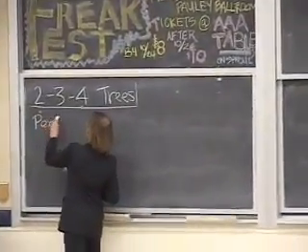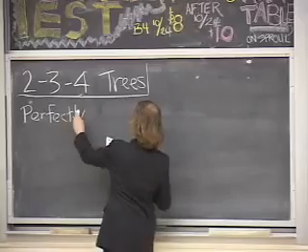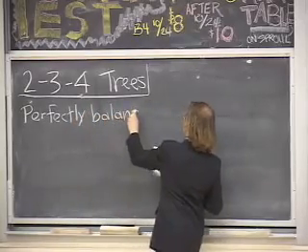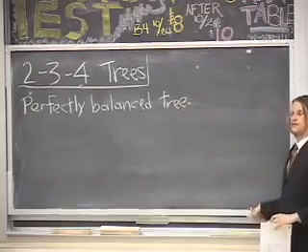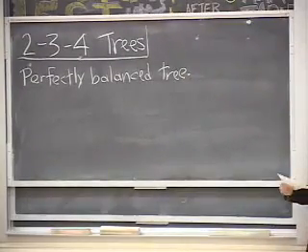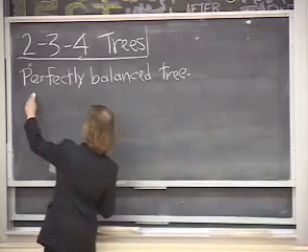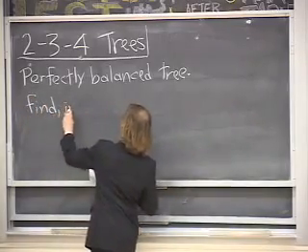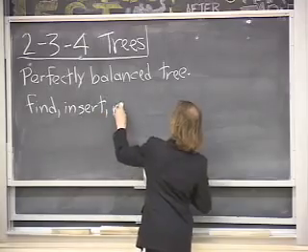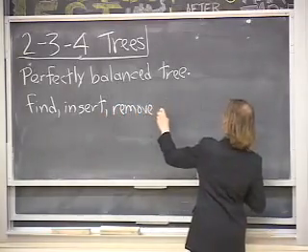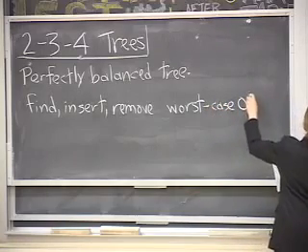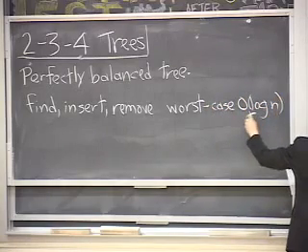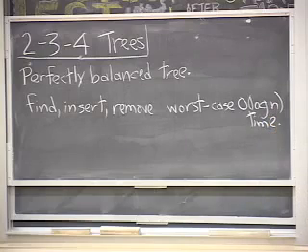And a 2-3-4 tree has the very nice fact that it's perfectly balanced, always, in the sense that all of the leaves are at the same depth. And so therefore, you can do find, insert, and remove operations, all in worst case log n time, where n is the number of things that you're currently storing in the tree.